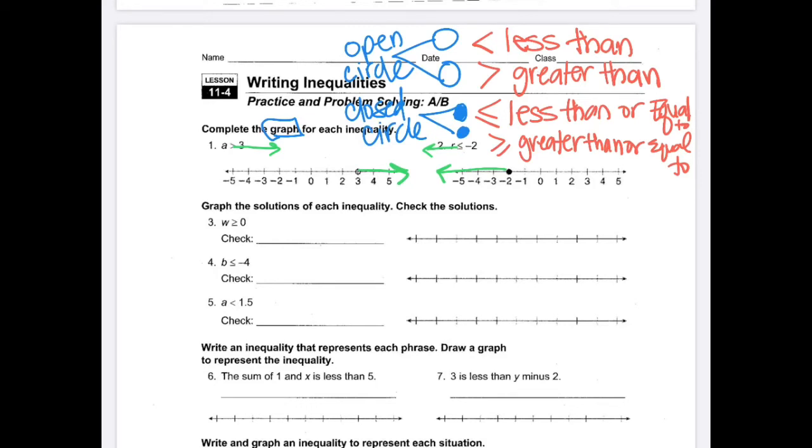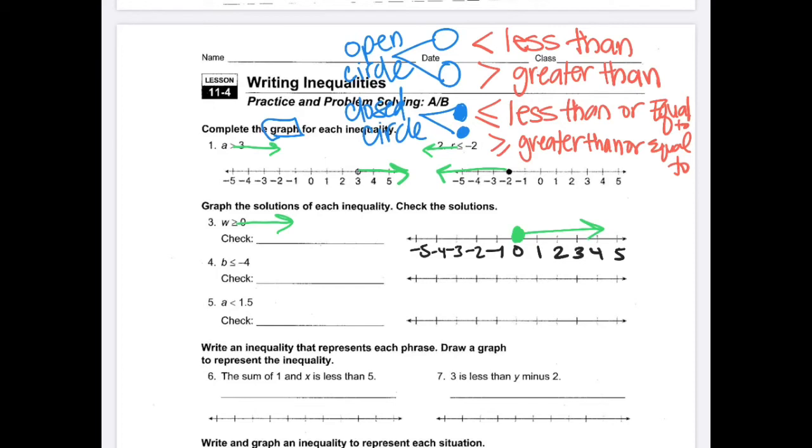So we've got w is greater than or equal to 0. So I'm going to make my number line, and then I graph right at 0. Next, I need to do my arrow pointing to the right. There I go.